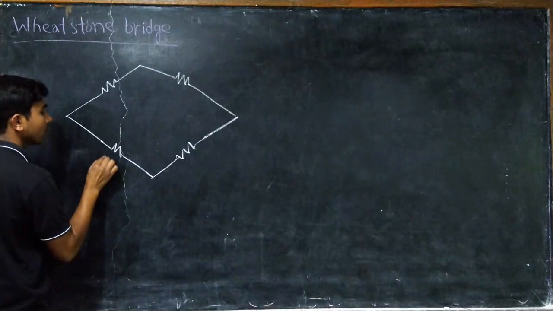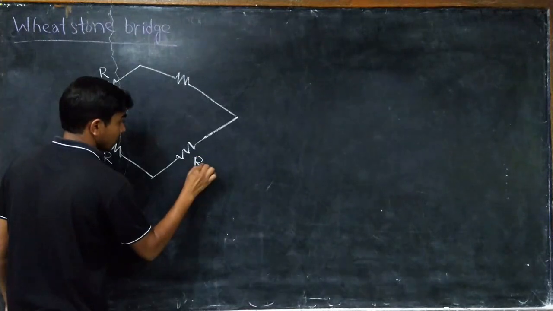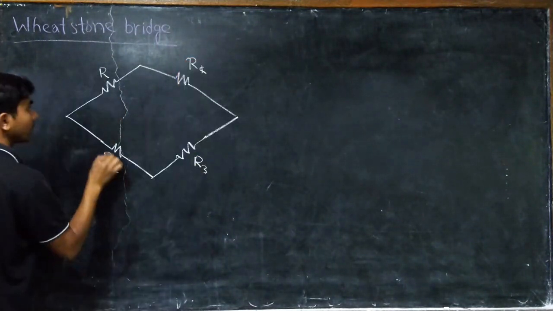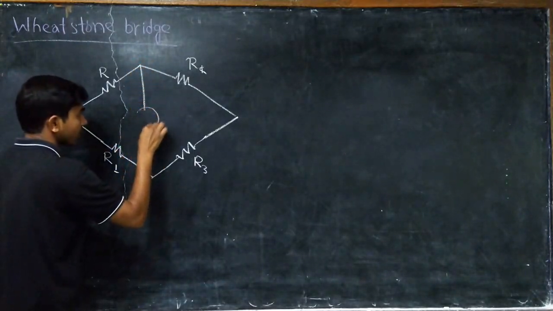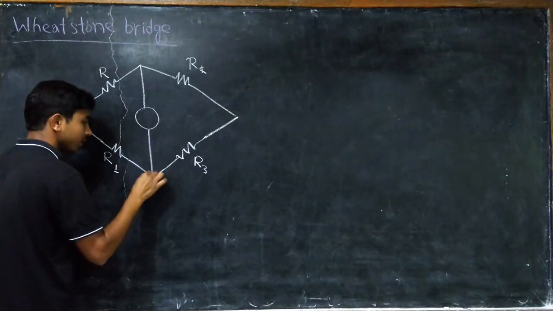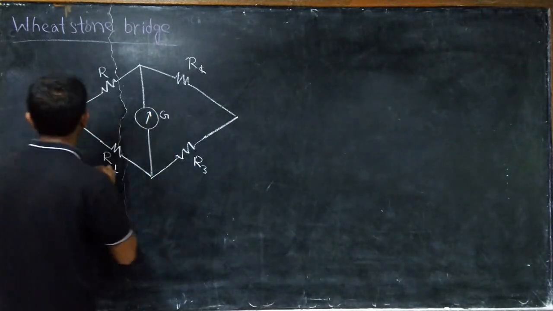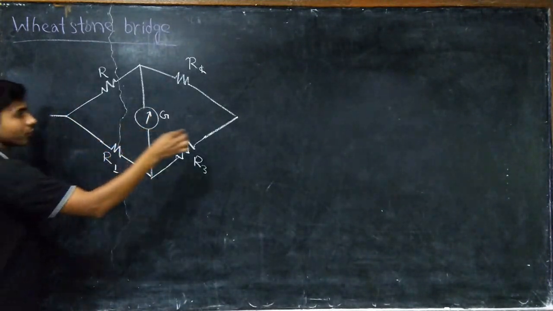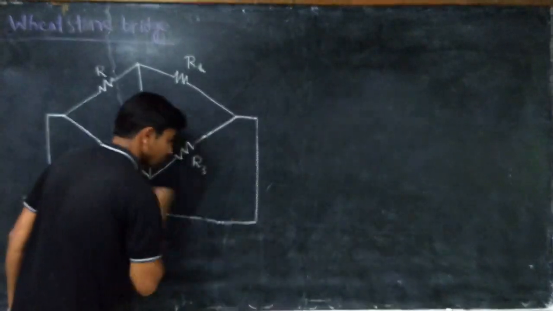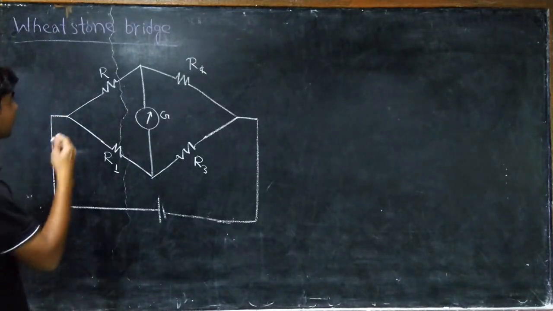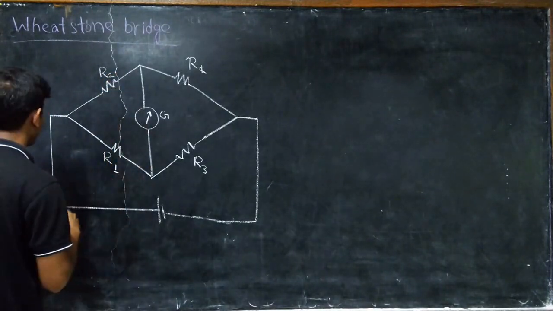This one is R1, R2, R3 and R4, right? And across these two terminals, one galvanometer is connected. A galvanometer is a device which measures current, okay? Across these two corners, one battery is connected. So this is known as the Wheatstone bridge, with R2, R1, R3 and R4.